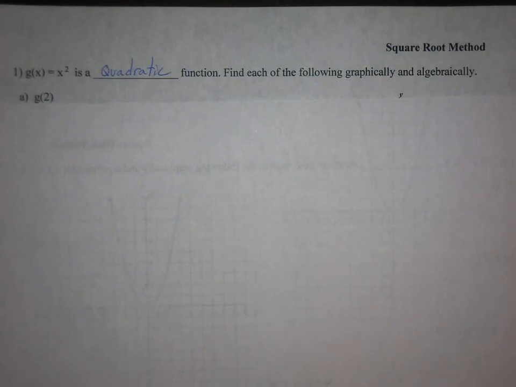So here we're going to look at the square root method to solve quadratic equations. Given g of x equals x squared, that's a quadratic function. It's also a polynomial of degree 2, but the name for those is quadratics. We're going to find each of the following algebraically and graphically.